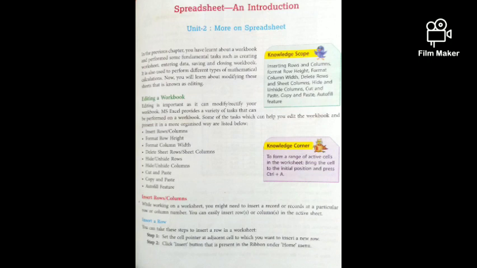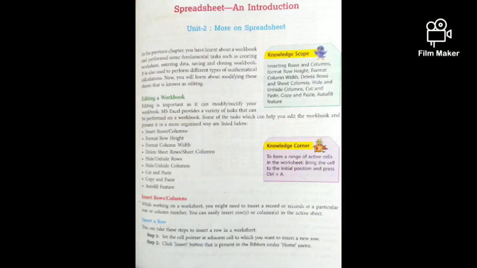So the first thing is inserting rows and columns. While working on a worksheet, you might need to insert a record or records at a particular row or column number. You can easily insert rows and columns in the active sheet. How to do that? First you right click on a row and then select the insert option.